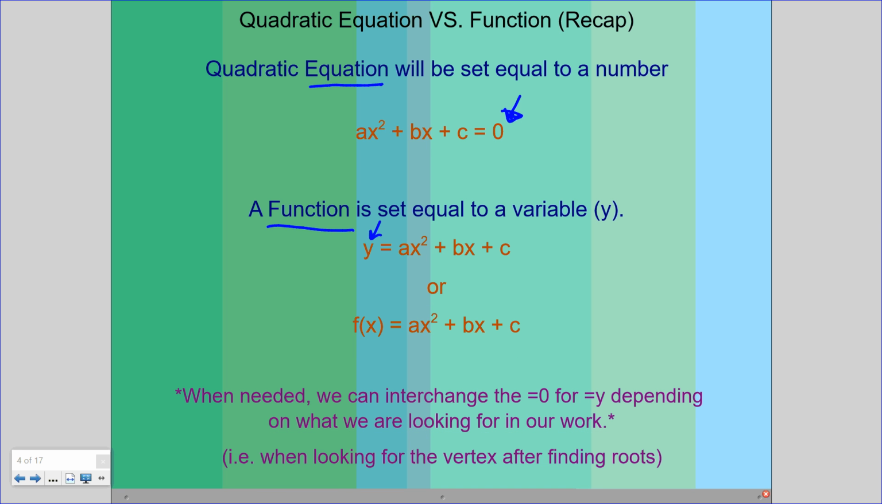You might also see functions written as f of x. That works as well. So these just represent whatever your outputs are. Here we are specifically looking for when it's equal to 0. So when needed, we can interchange 0 for y depending on what we're looking for, which is the big reason we might be interested in knowing this.